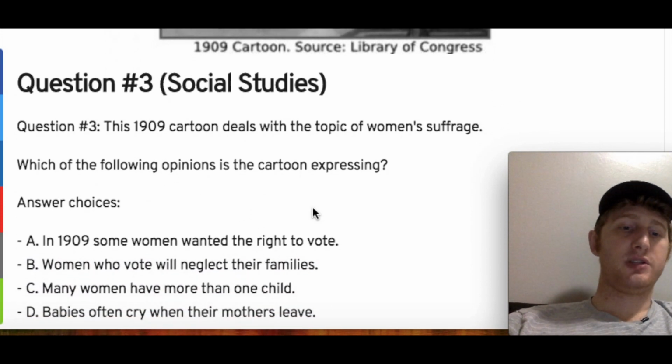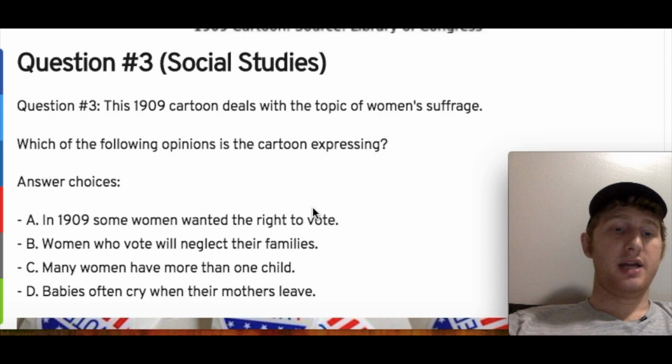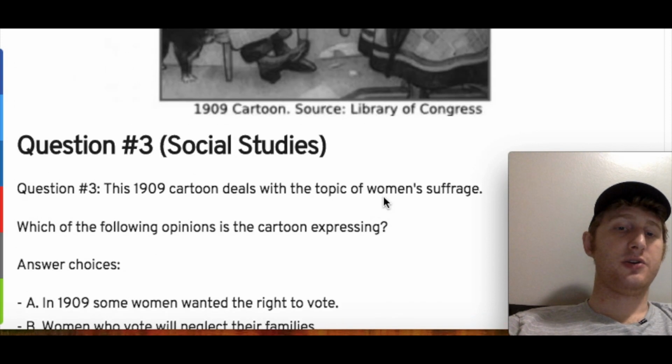It says, which of the following opinions is the cartoon expressing? Answer choices. A, in 1909, some women wanted the right to vote. B, women who vote will neglect their families. C, many women have more than one child. Or D, babies often cry when their mothers leave. So think about which of the following opinions is the cartoon expressing.